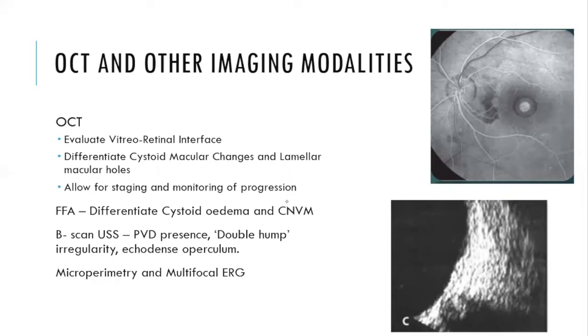B-scan ultrasound is helpful in evaluating the presence of PVD or not. Sometimes an operculum can be seen. Very subtle signs such as a double hump can also be seen in patients with a macular hole, although I haven't found that to be that useful. Microperimetry and multifocal ERG have also been shown to have success in identifying macular holes.